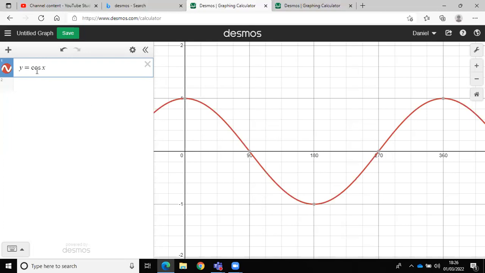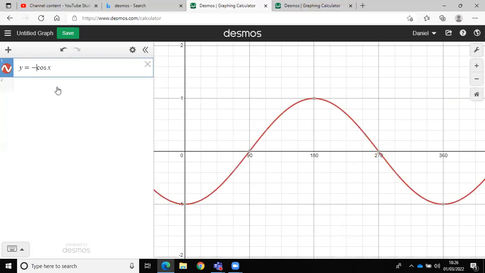Basic cos graph, put a negative in front of it, it flips it upside down. So the start point becomes -1, when x is 0, y equals -1. It still cuts the x-axis at 90. The maximum now becomes 180, it cuts the x-axis at 270, and then it still finishes at 360, but this time it's at a minimum. So that's our milestones for the cos graph that we looked at.